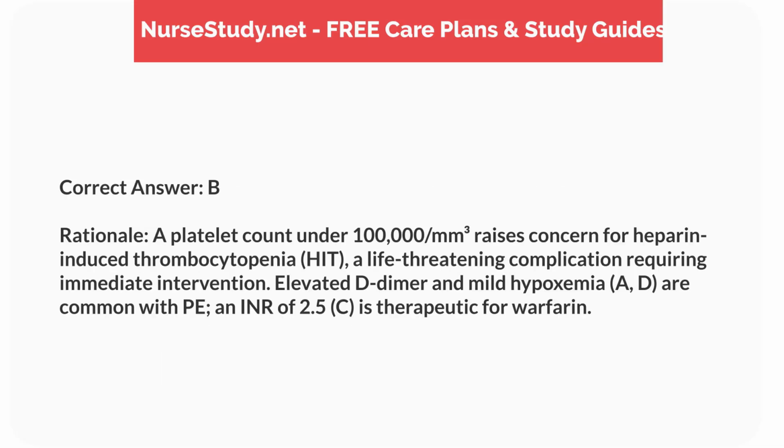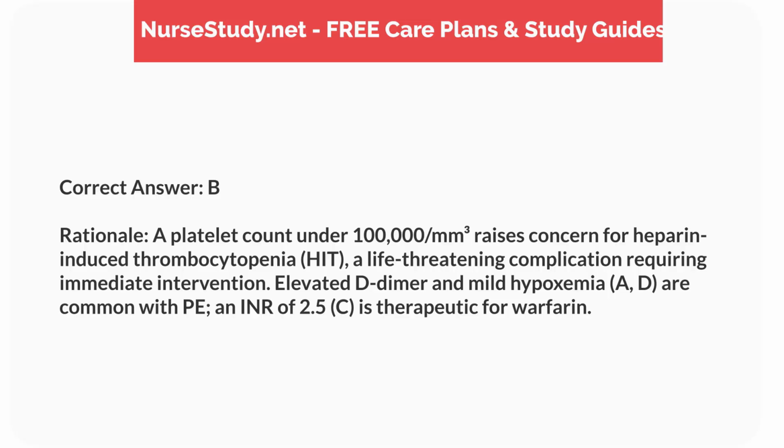Correct answer, B. Rationale: a platelet count under 100,000 raises concern for heparin-induced thrombocytopenia, HIT, a life-threatening complication requiring immediate intervention. Elevated D-dimer and mild hypoxemia, A, D, are common with PE, and INR of 2.5, C, is therapeutic for warfarin.